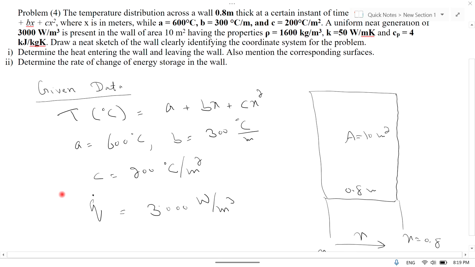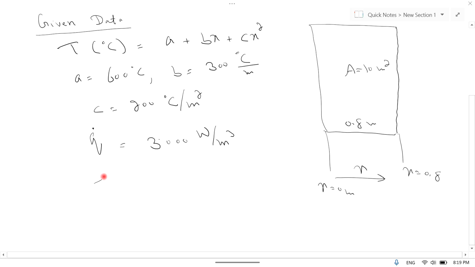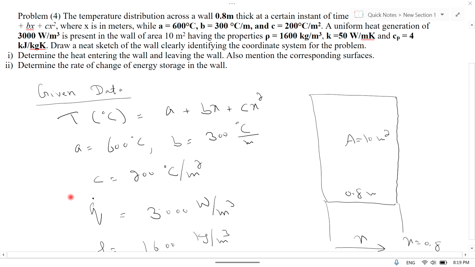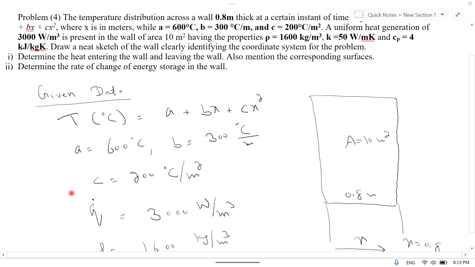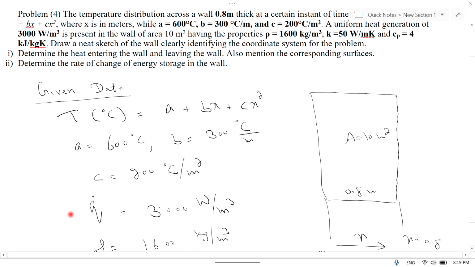Now, density is given to us as 1600 kilogram per cubic meter, thermal conductivity 50 watt per meter per Kelvin, and Cp is equal to 4 kilojoule per kilogram per Kelvin. Draw a neat sketch of the wall clearly.